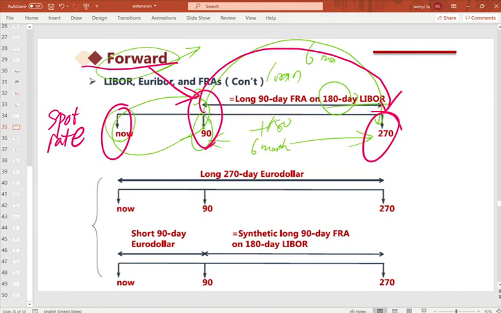It is not just for dollars. It's also for other currencies in other countries. For example, if you have euros, we have Eurobonds, for example.